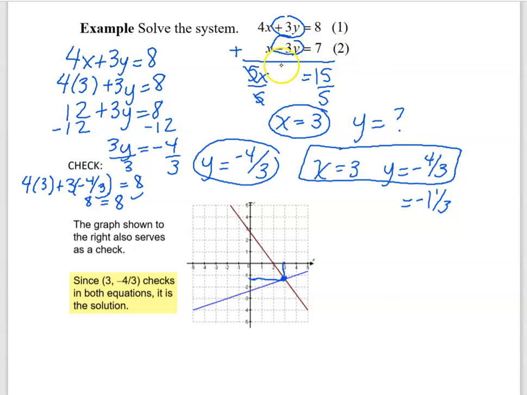Now I'm going to plug it into the second equation and make sure it works. So instead of x, I'm going to put 3. That's what x is. Minus 3 times y, which is negative 4/3. It's supposed to be equal to 7. And this negative 3 is going to cancel out with this 3, so this turns into 3 plus 4, which is 7. And 7 is equal to 7, so we know we're correct.